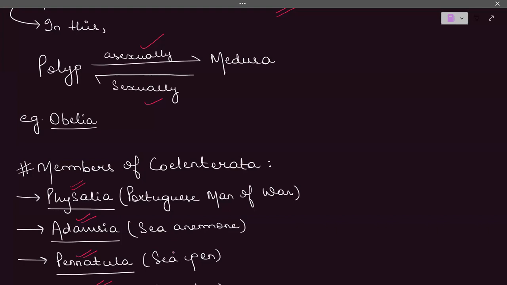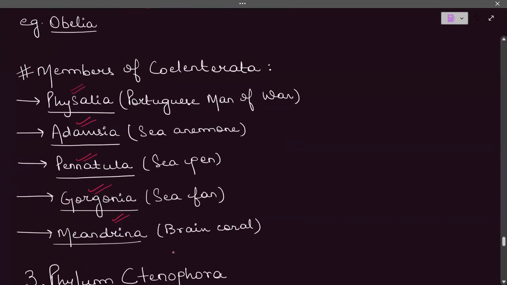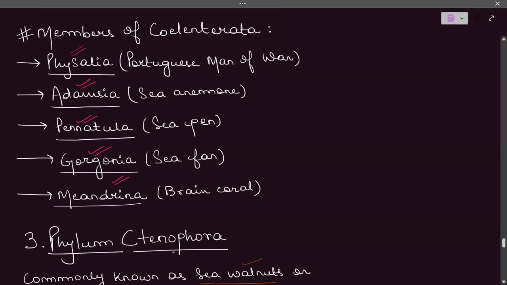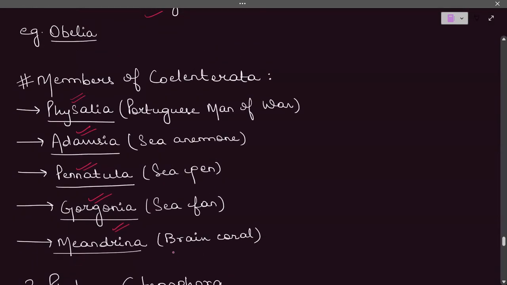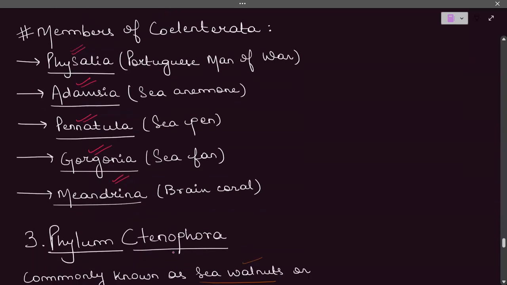Now talking about the members of the Coelenterata, so there is Physalia, that is commonly known as Portuguese man of war. Then there is Adamsia, that is known as sea anemone. Pennatula, which is known as sea pen. Gorgonia, which is known as sea fan, and Meandrina, that is known as brain coral. So these are all the characters and the members of Coelenterata for NEET.